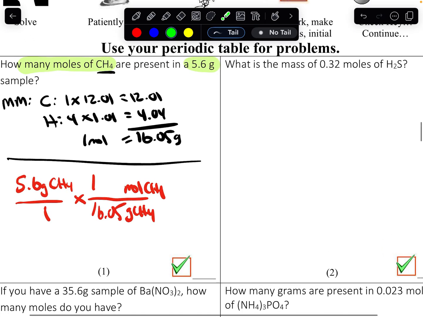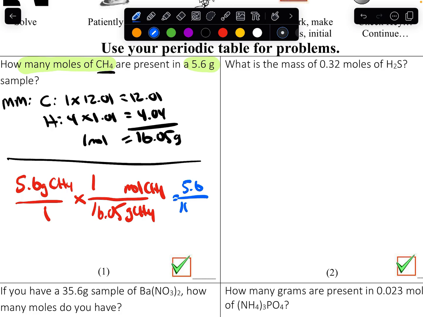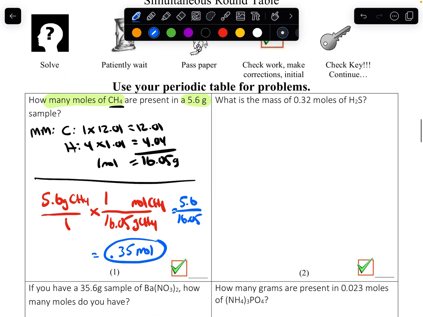Okay, so now in your calculator, you're just going to do 5.6 times 1, which is 5.6 on the top. Then you're going to do 16.05 times 1, which is 16.05 on the bottom. Divide it out, and you get your answer. So 5.6 divided by 16.05. Throw that in your calc. I have not done it yet, but if I do it right now, 5.6 divided by 16.05, I'm going to get 0.348. So I'm going to call that about 0.35 moles for my answer. And that's what I would enter into the Formative, and then I would be done.